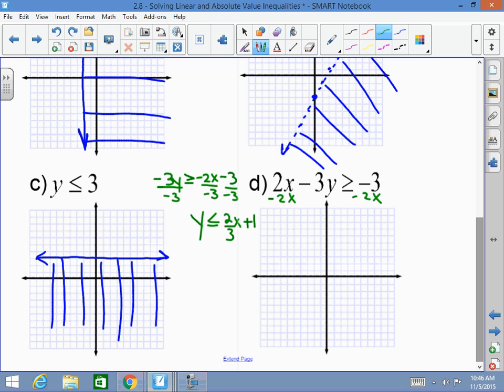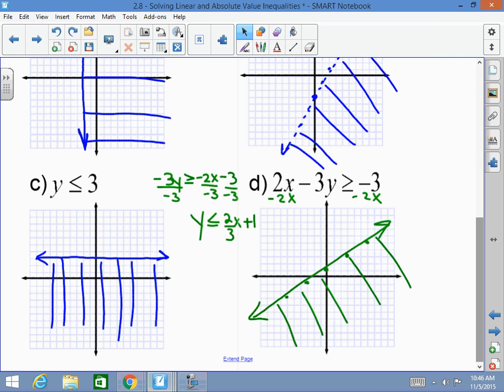What's my y-intercept, gentlemen? 1. What is my slope, gentlemen? Up 1, 2 over 1, 2, 3. Backwards down 1, 2 over 1, 2, 3. Solid or dashed? Solid. Above or below? And there you go.